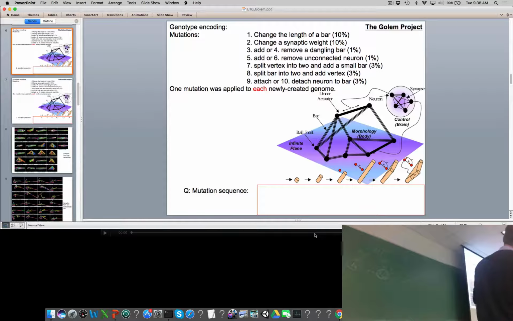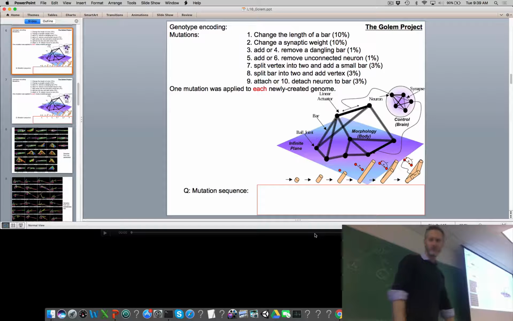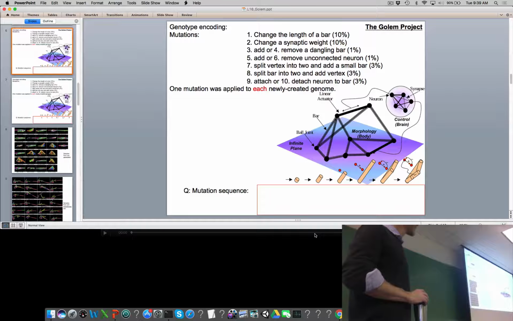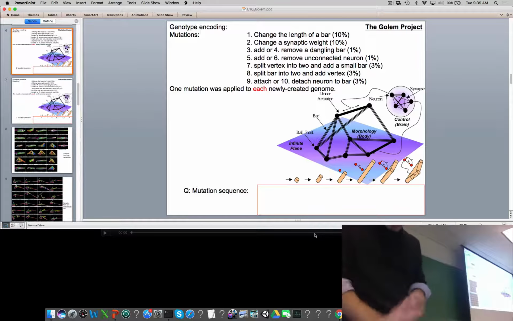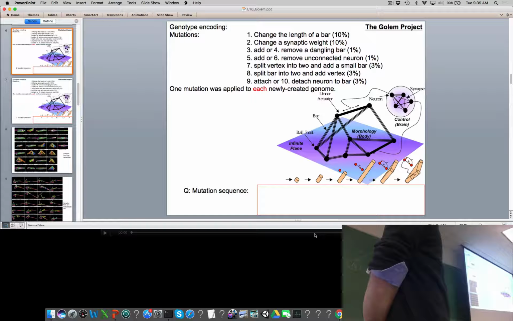Change the length of a bar. Yep, exactly. So let's assume that the null robot has a single bar of length 0, for example. Okay, turn to your neighbor and work your way through this mutation, this one, this one, this one, and this one. Which mutation operator from this list produced the K plus 1 robot from the K robot? See if you can talk it through. I'll give you 2 minutes to do that, and then we'll see what you came up with. Sorry, 10 different mutations.